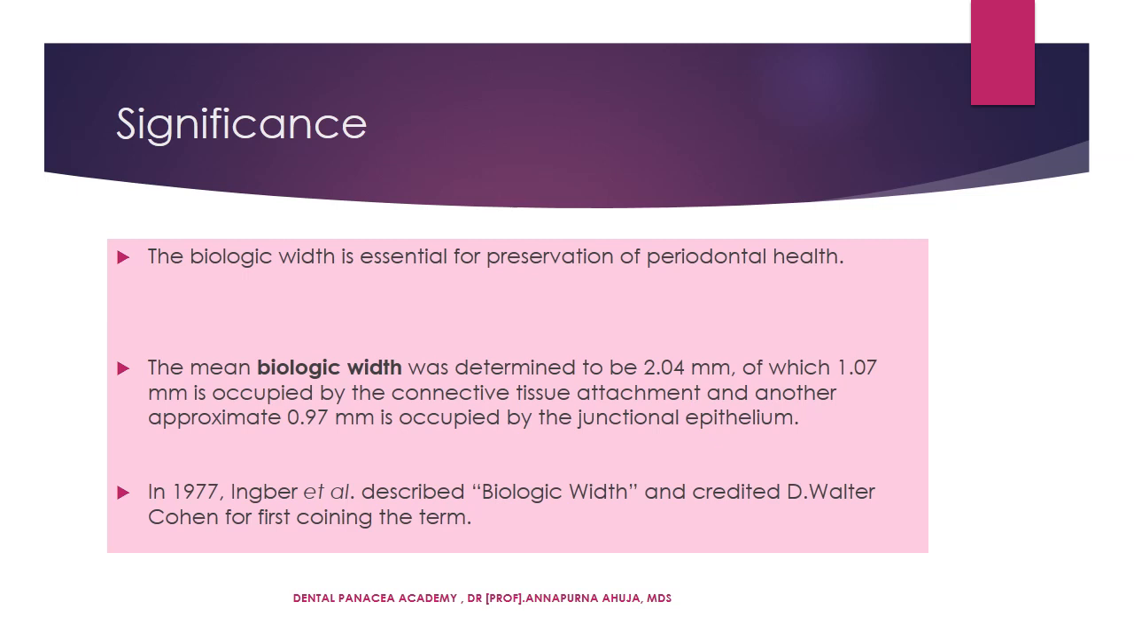Then what is the significance of biological width? The biological width is essential for the preservation of periodontal health as it is going to form a protective shield beneath the gingival sulcus, the base of the gingival sulcus. The mean biological width is determined to be 2.04 mm.